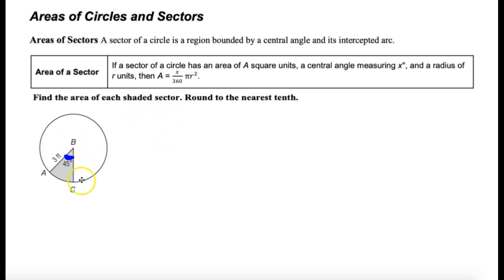Okay, so here, for this example, I'm going to say the area of just this sector is going to be the area of the whole circle, which will be pi times the radius squared, and then I'm going to multiply that by the fraction of this degree measure over 360. So 45 over 360 times pi times 3 squared. And we can put all of this into the calculator just like that, to just get this area of this little piece. All right, so let's do that.